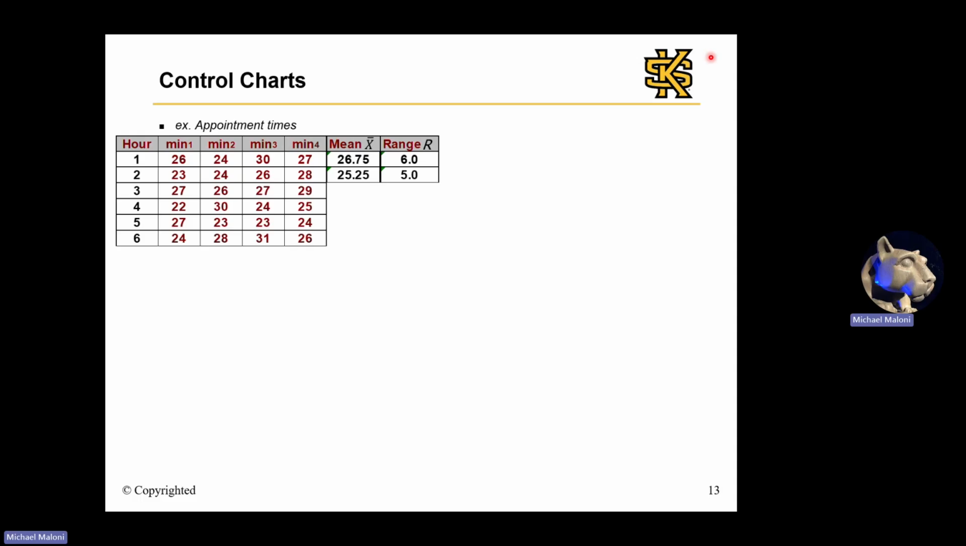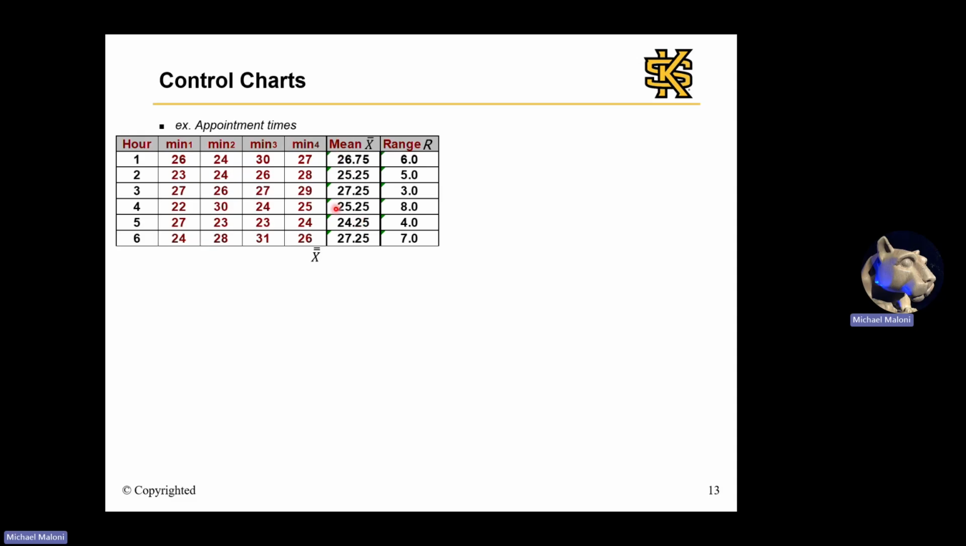And we keep calculating the X bars and the R's for each hour, for each sample. So we have all of our X bars and our R's for each sample. And now we'll actually calculate a mean of the X bars and a mean of the ranges. So first, the average of the X bars, the mean of the means. We'll call it X bar bar, the mean of the X bars.